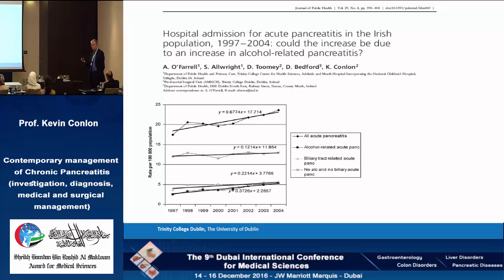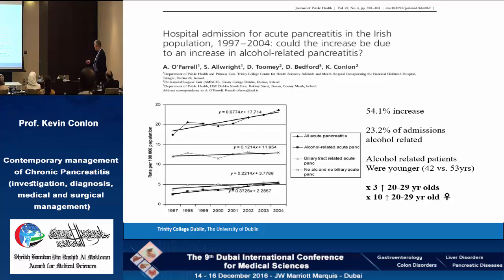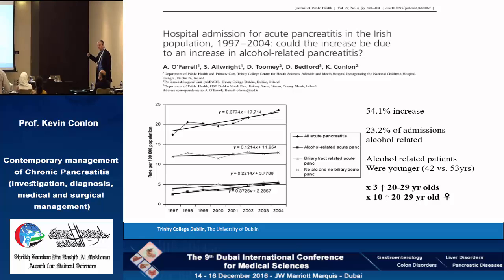And what we saw over the period of 97 to 2004, and unfortunately, we're now about to publish data from 2004 to 2012, and this curve is continuing going this way. There was a 54% increase of people coming in with pancreatitis. About a quarter were alcohol related.